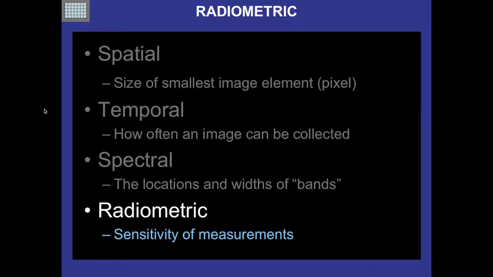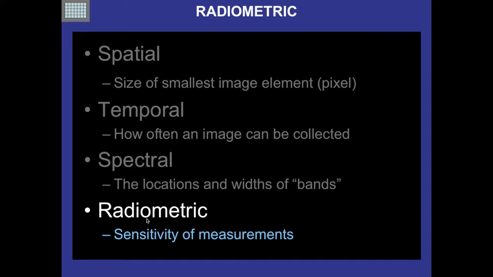The fourth and final type of resolution we're going to talk about is radiometric resolution. And this is probably the one that's least talked about and often most ignored in discussions on remote sensing. But it's quite important. I hope to explain why. So first of all, the definition.